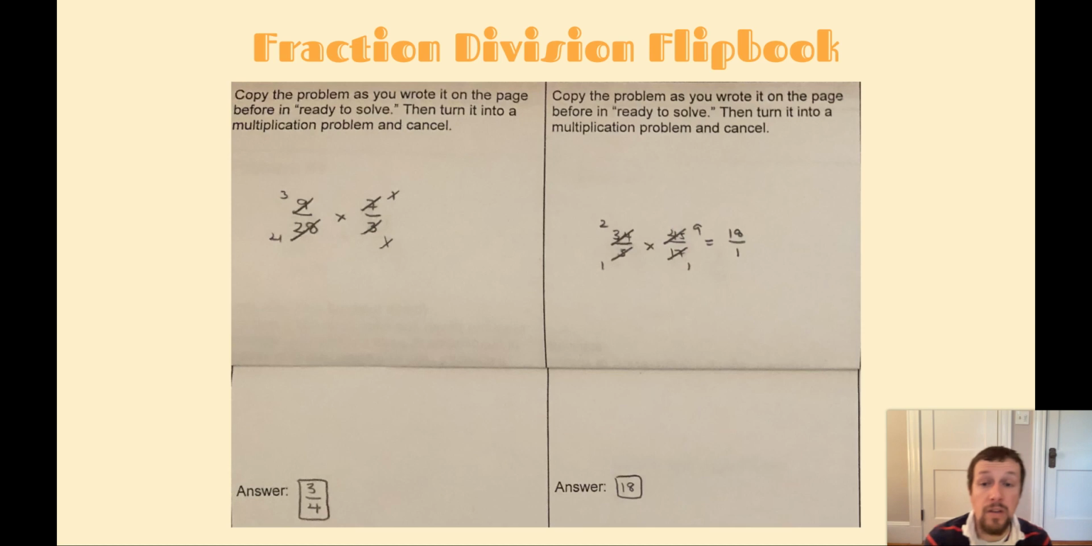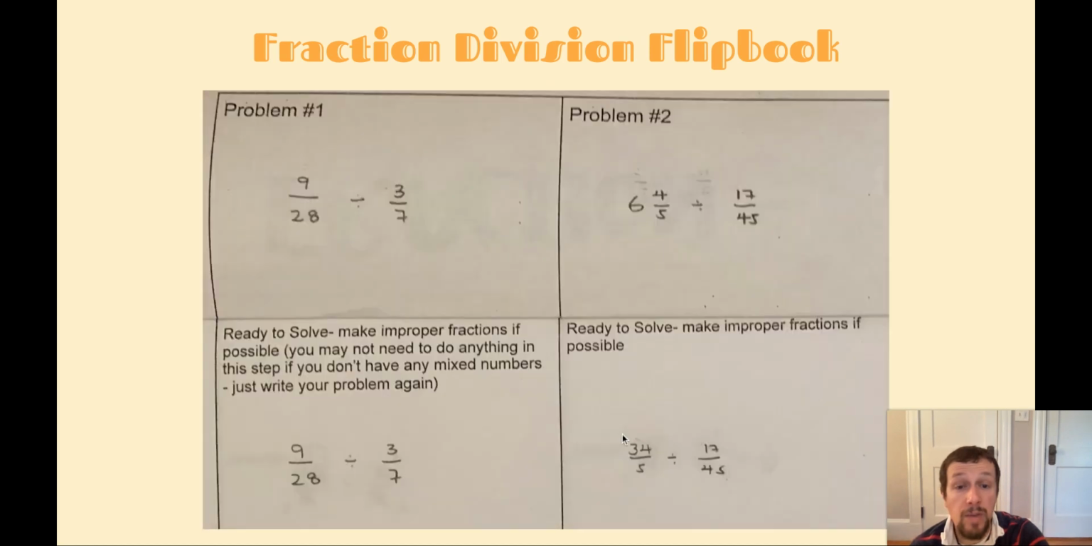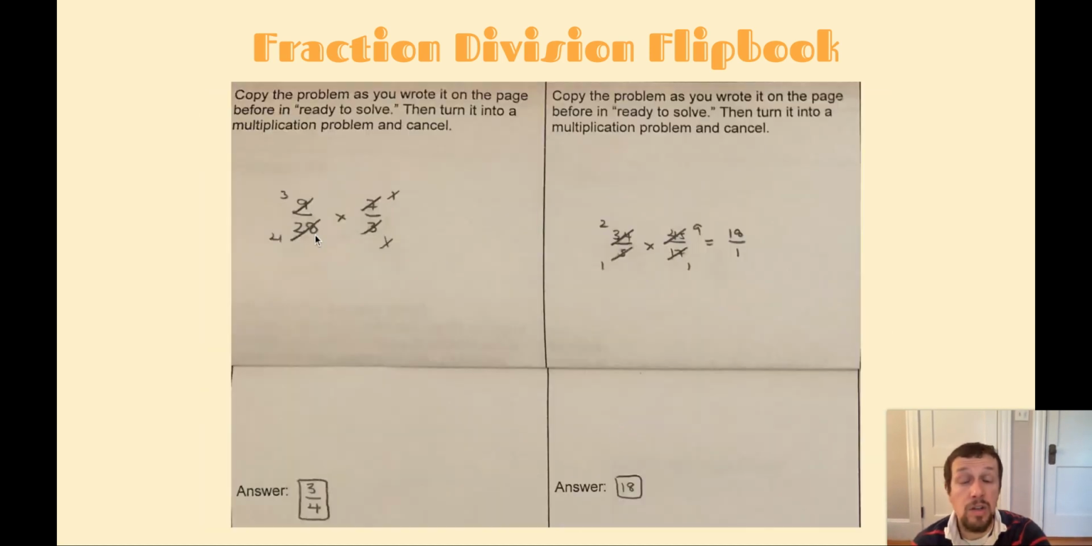Now the next page in your flipbook is going to look just like this, where it says copy the problem as you wrote it on the page before in the ready to solve section, then turn it into a multiplication problem and cancel. So you'll notice as you go from this page to this page, you're using reciprocals to solve, where you're going to skip it, flip it, change the operation. Skip it, flip it, change the operation. So you're converting each of the problems from a division problem to a multiplication problem by using reciprocals, or flipping your second fraction.